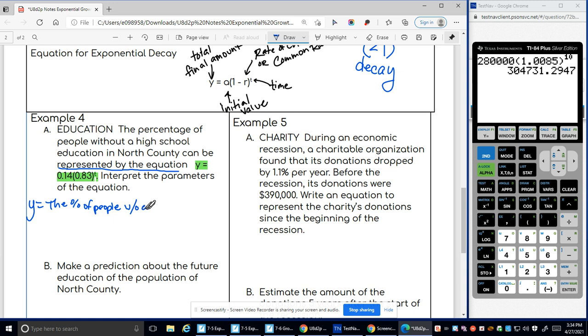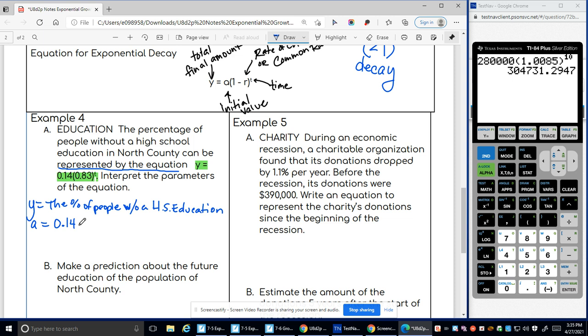Without a high school education, that's a W, right? So I'm abbreviating in order to fit it all in. We've got A. A sits right in front of that parenthesis, so it is 0.14. We want to make it a percentage.